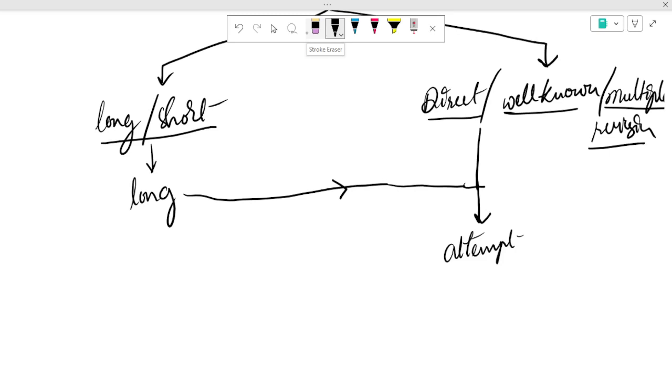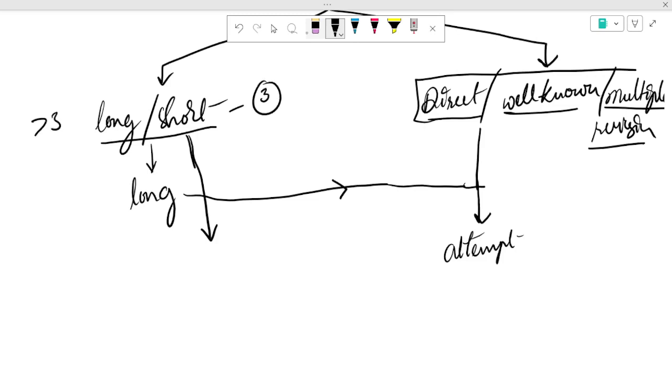Now if the question is short, no need to check all these parameters. You just accept the question and spend some time on it, even though you did not check whether it is direct or well known. Short means something like a 3-line question. Long means more than 3 lines, short means less than or equal to 3 lines. So if it is short, you directly read the question and try to attempt it.